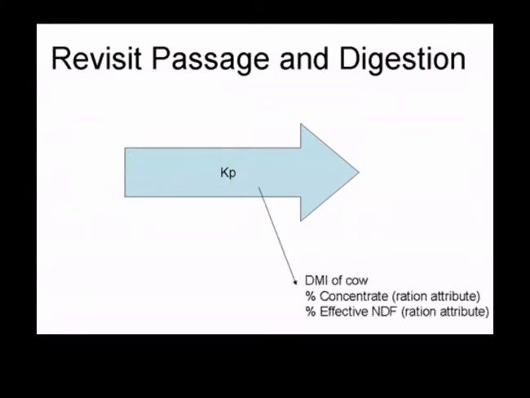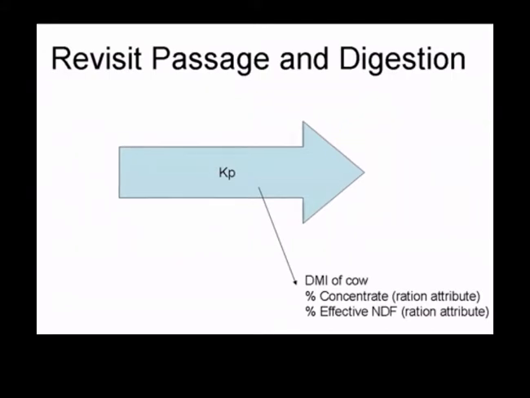Now, as food is consumed by the cow, there's almost a pressure effect: as the dry matter intake of the cow increases, this passage rate is going to increase. Furthermore, when the percent concentrate in the ration increases, it's going to increase the passage rate, whereas when the effective NDF increases, it'll actually slow down the passage rate. So we have a number of features of the ration itself that influence the flow of feed and thus the flow of digestion in the cow.